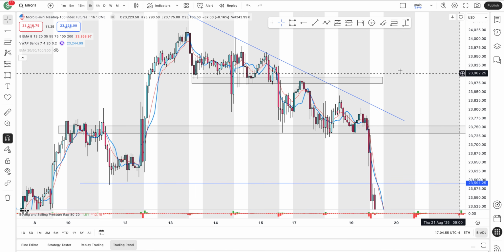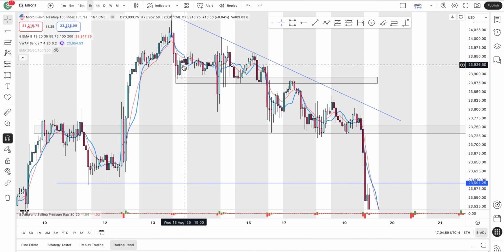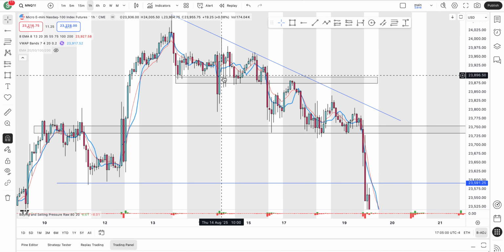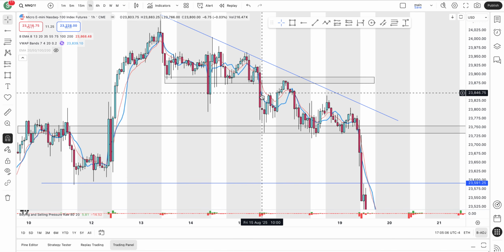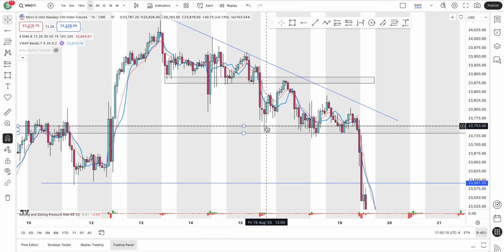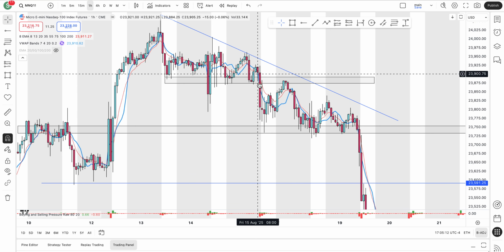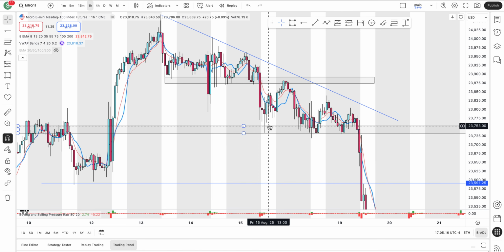So I had this level here. Obviously, you can see buyers defended this area multiple times. Boom, boom, boom. It became a big support level. Price broke below it, right? Buyers became exhausted. Price broke below it. Had a big move down. So sellers took control once this area broke.